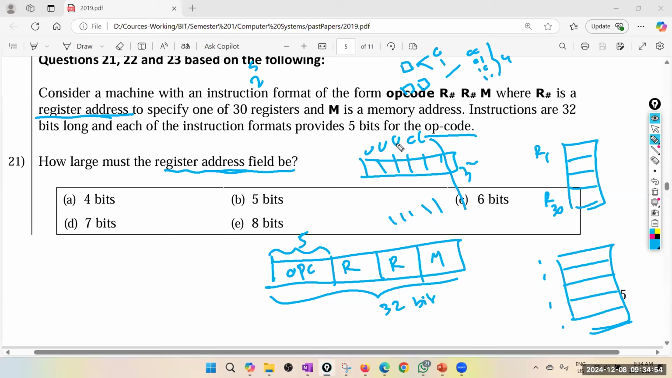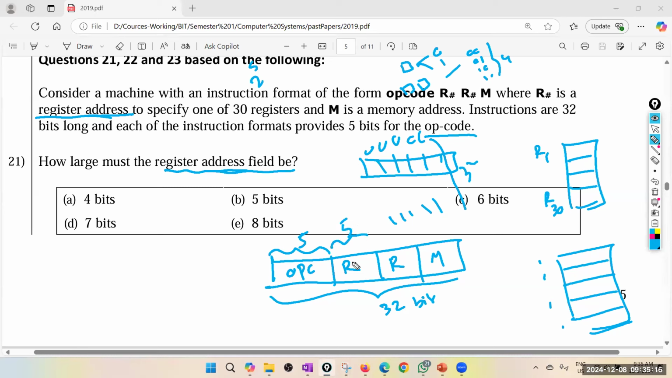Because 4 bits are not enough, because then we have only 16 bit patterns. Each bit pattern must uniquely identify a registry number. So therefore, because we have 30 registries, 2 to the power 5 is 32. 32 is the next bigger value than 30. So therefore, we need 5 bits.